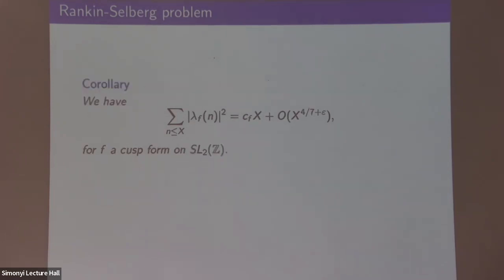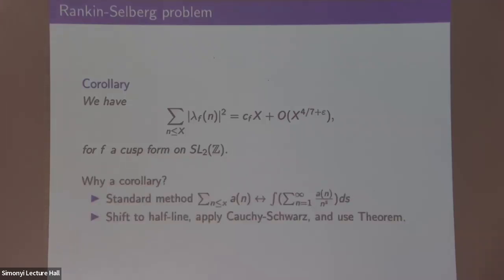So okay, as a corollary to our theorem, we can improve this to exponent 4/7. And it's a pretty simple method. There's a standard approach: if you have a sum of arithmetical functions, you just use a Perron type formula to convert it to this integral.